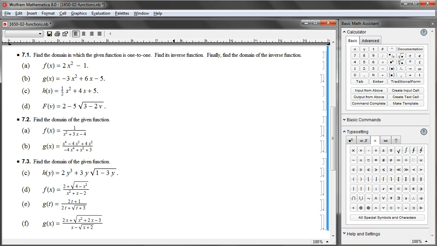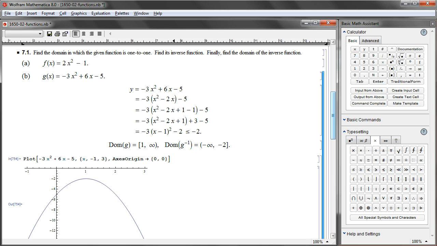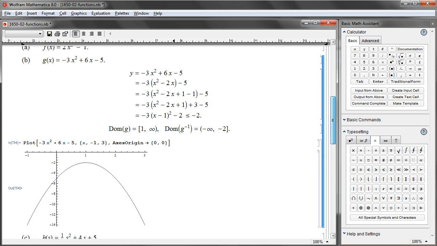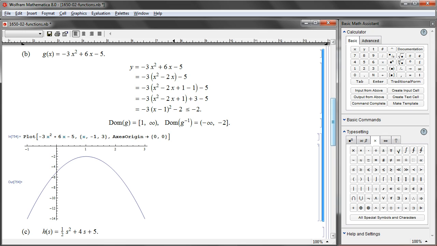It's all about domain. About finding an inverse function, we talked about it before. Switch x and y and solve for y. It's not that bad. How to find the domain? Well, if you have a quadratic function like that, as you can see, the graph of this function looks like this, and this clearly is not a one-to-one function. It fails the horizontal line test.